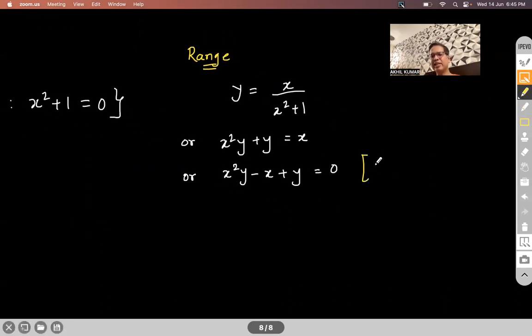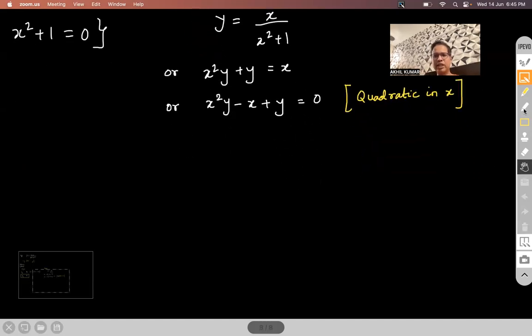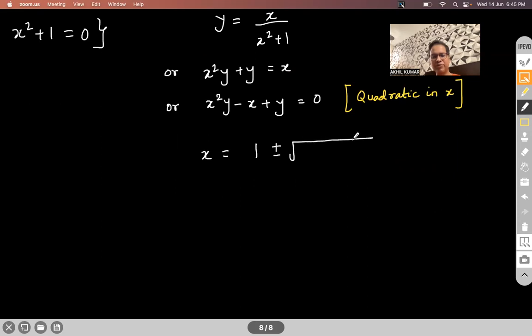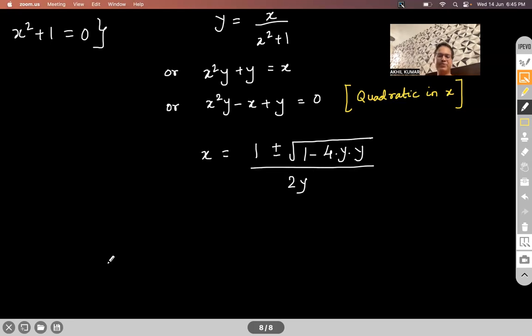So what have you got here? You have again got a quadratic in x, right? Now, thanks to the Sridhar Acharya formula, x will be minus b. Now remember, b is minus 1 here, so minus b will be plus 1, plus minus under root of b square minus 4ac, by 2a. Okay, anybody having any issue with the quadratic equation formula? No issues? Let me further simplify it.